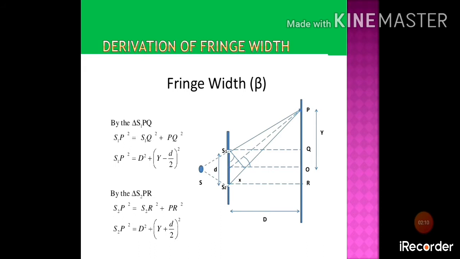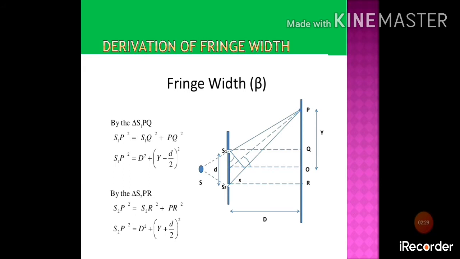At the point O, we will definitely get a maxima because the path difference between the rays coming from S1 and S2 to O will be 0. So we will get a maxima at O. So that is why we will find out any other fringe.